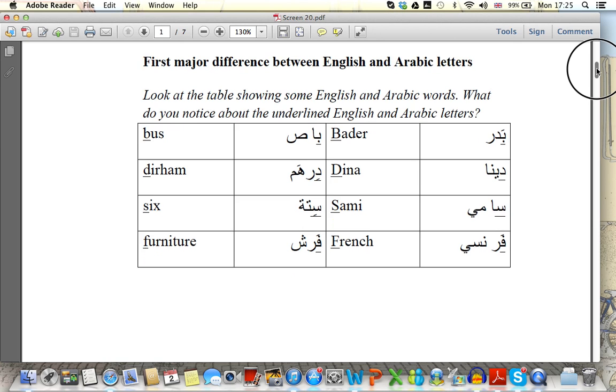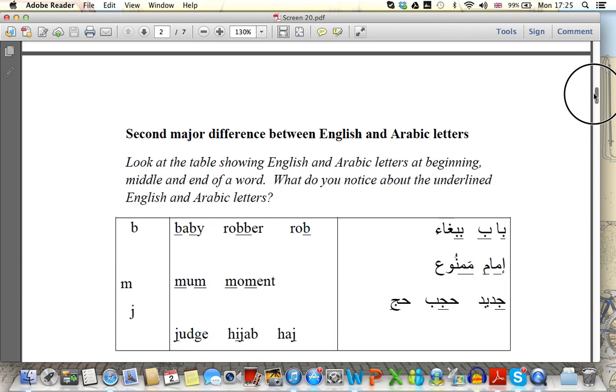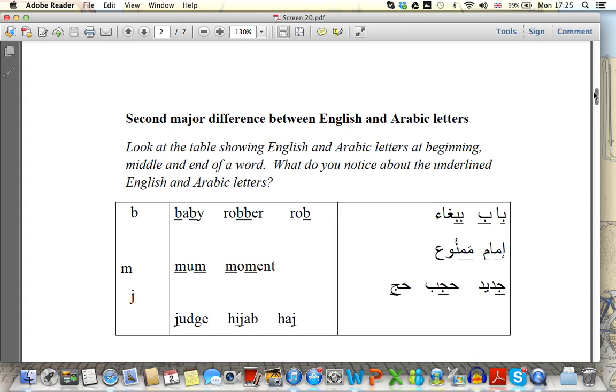The next difference, which makes English a little bit easier, is that once you have learned the shape of the lowercase letter, it doesn't change no matter where it is in the word. Unlike Arabic, as you see here, where the shape of the letter changes depending on where we find it in the word.